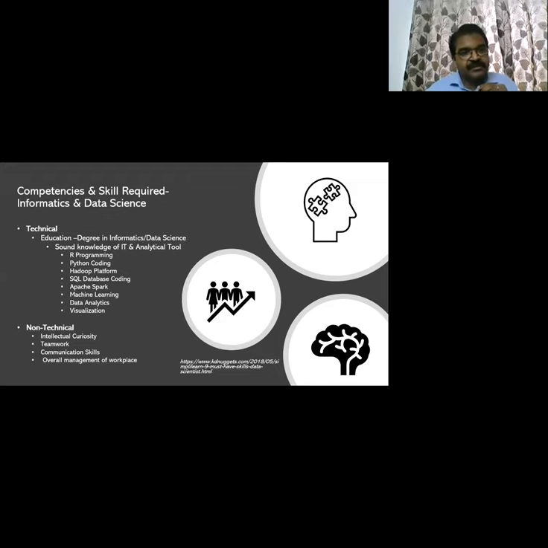If you see, the person should have a degree in informatics and data sciences. If the person is in the life sciences and already has a master's degree, the person can easily go for crash courses, maybe short-term courses, for these IT and analytical tool languages: R programming, Python coding, Hadoop platform, SQL database coding, Apache Spark, machine learning, data analytics, and visualization, because this allows them to fit into the industry where they require a data scientist.